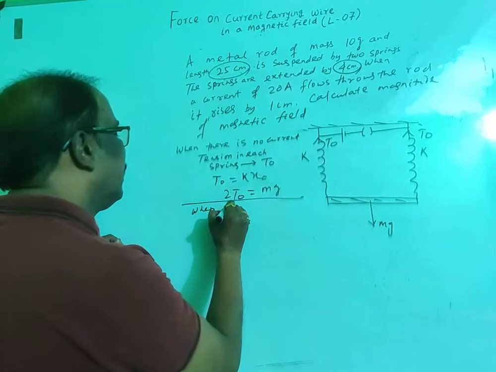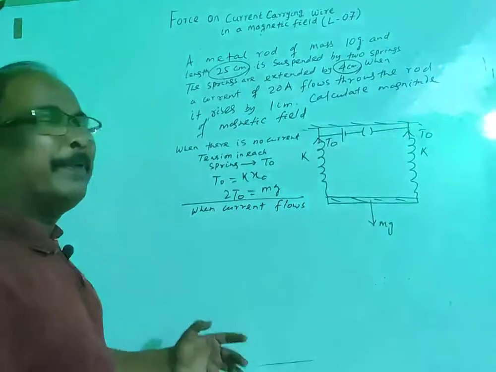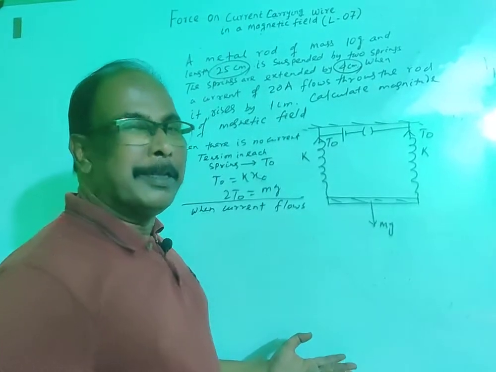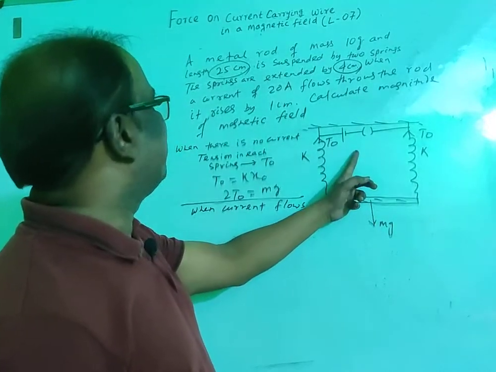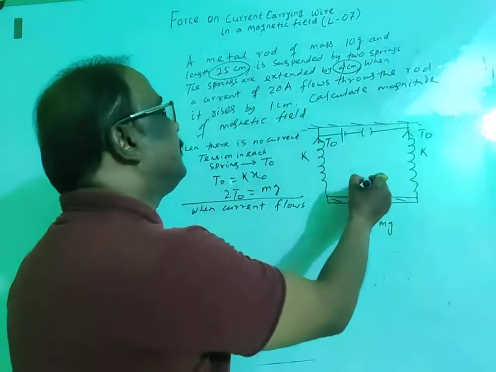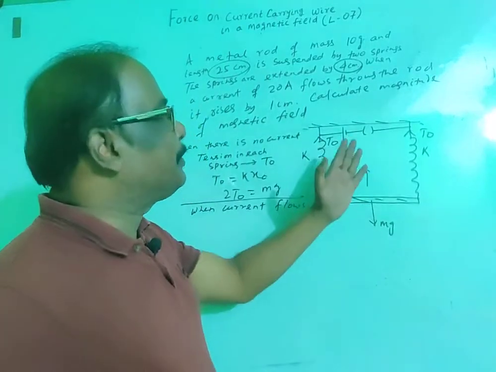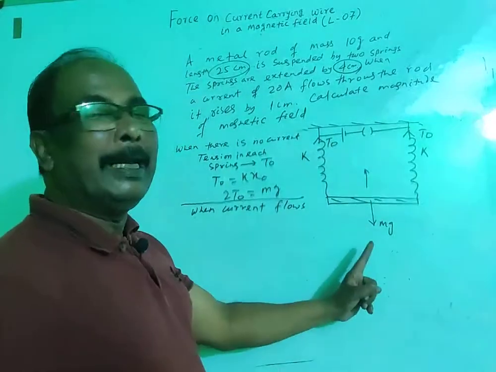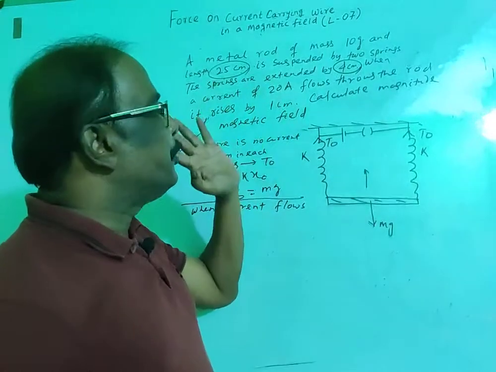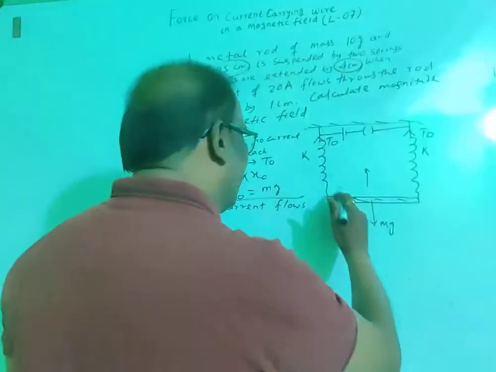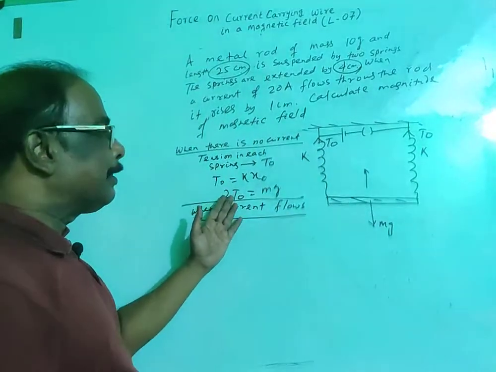When current flows, then a magnetic field is produced, and the rod rises by 1 centimeter because force is experienced by the rod, so it rises up. How much it rises is 1 centimeter. When there is no current, these are the relations.